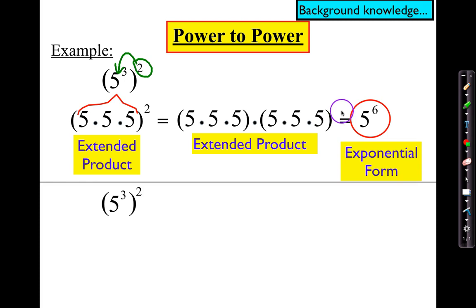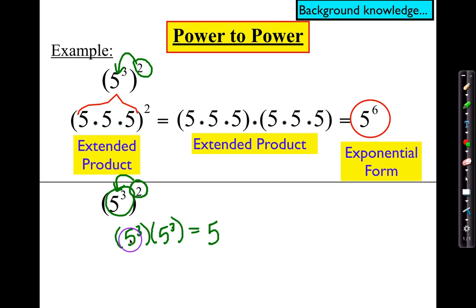Now, the other option that I showed you yesterday was here where I said, okay, what's being squared? 5 cubed, right? All of this. So I'm going to go ahead and write 5 cubed 2 times. And then at this point, you have to recognize what is the base, what's going to be repeated over and over. And hopefully you can recognize that it's going to be a 5.